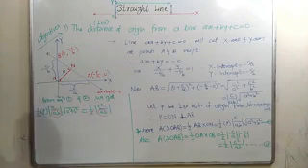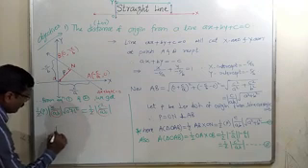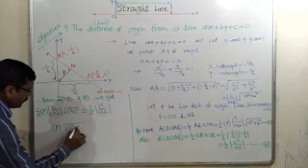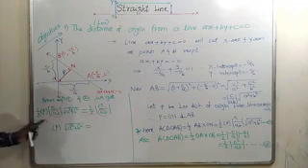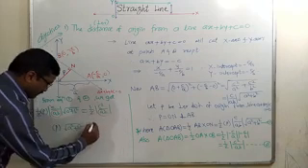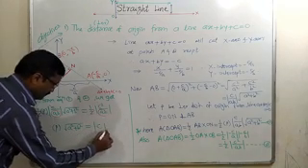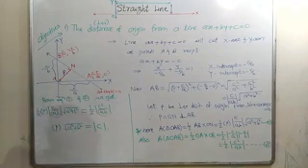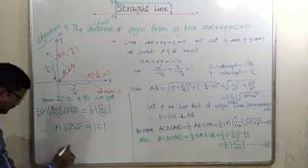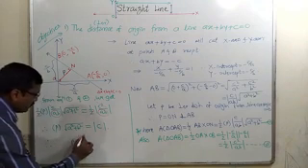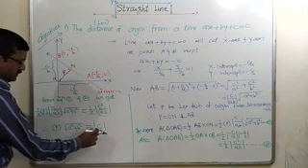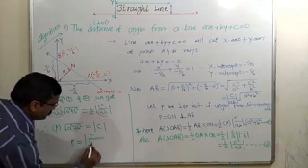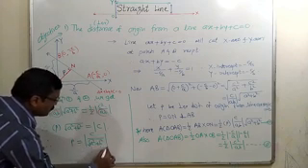So to the left remains now P into root A square plus B square, and to the right remains only modulus of C, because C may be positive or negative. We don't know, that's why we have taken modulus. Therefore, from this we can write P is equal to this mod. We can take this root in the mod, so modulus of C upon root A square plus B square.